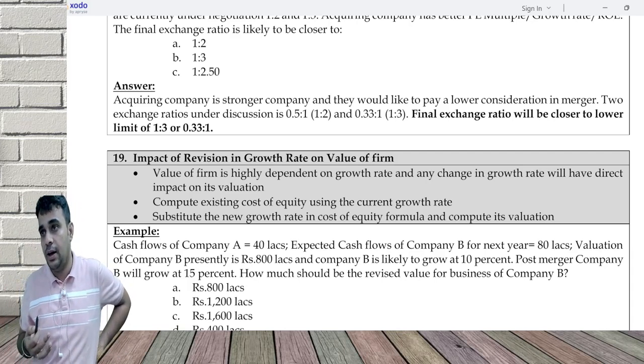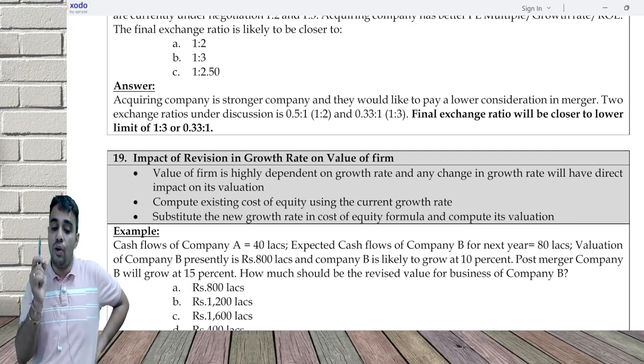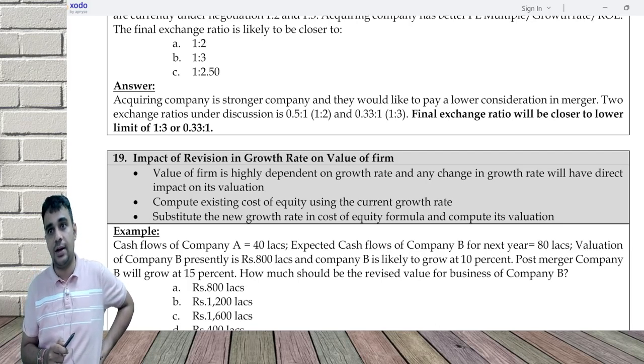The growth of the other company will change. And practically, growth is a very important metric in valuation of a company. If growth increases, Gordon's model will start giving a very high valuation for the company.